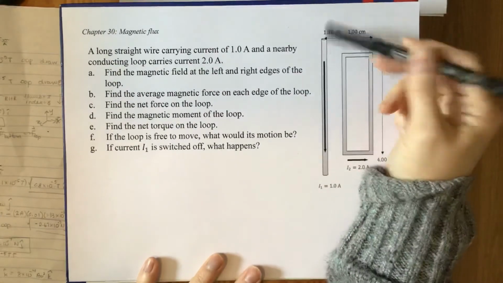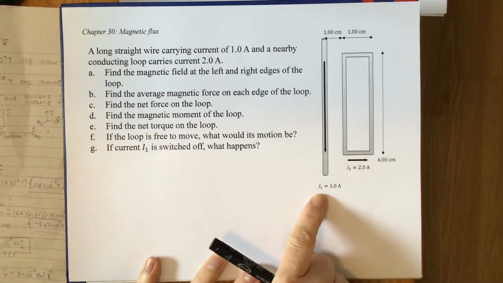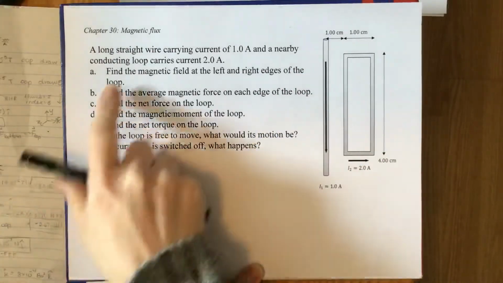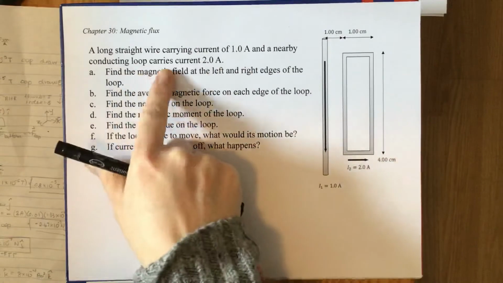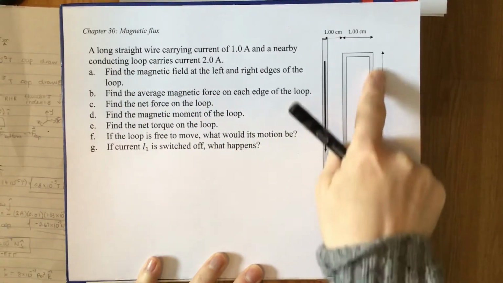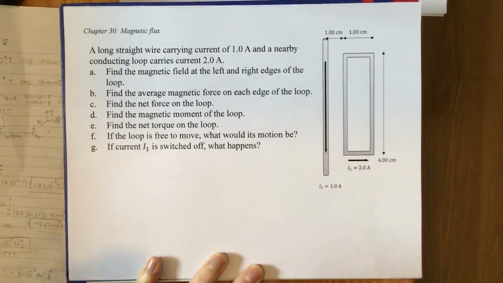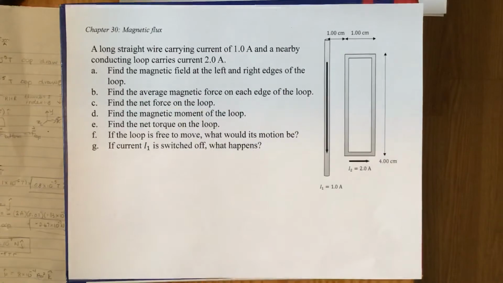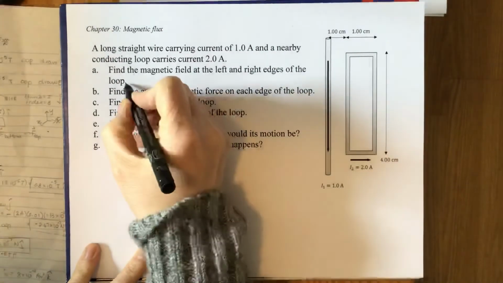A long straight wire carries a current of 1 amp. We've called that I1 for 1 amp, and we see that that current flows down. A nearby conducting loop carries current of 2 amps, and it shows that the current comes around counterclockwise. First question, find the magnetic field at the left and right edges of the loop due to the wire.